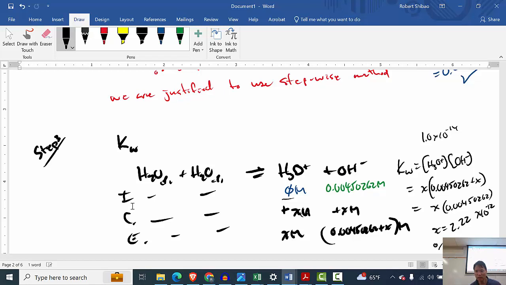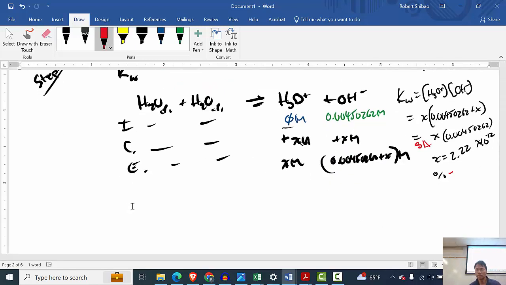Now let's calculate the percent change since we use the SA for this step here. The percent change is 2.22 times 10 to the negative 12 divided by the initial, which is 0.0045026.2, times 100. And it's going to be 0.70, so 1, 2, 3, 4, 5, 6, 7, and then a 4, 9. I'll just leave it. I ran out of room, so about 5 times 10 to the minus 8% change. So there's no reason to use the quadratic here too. We get the same answer.